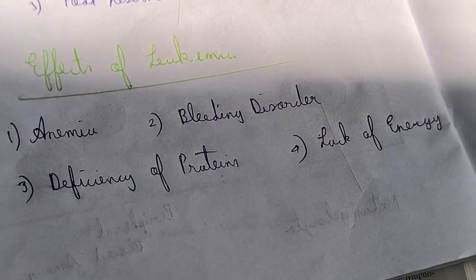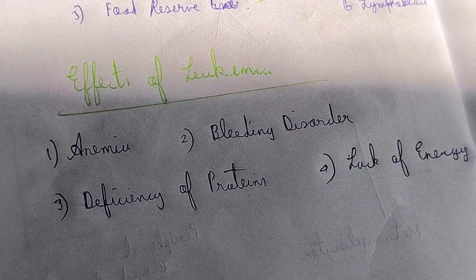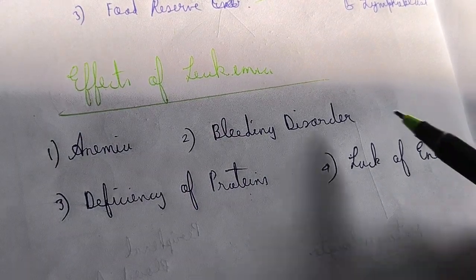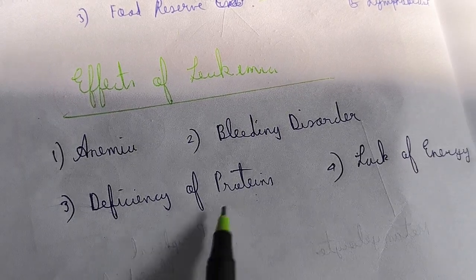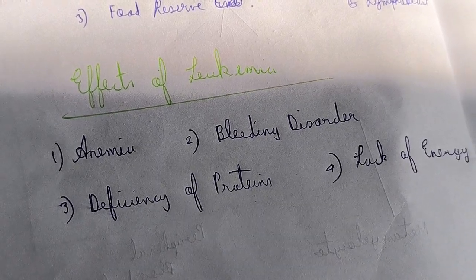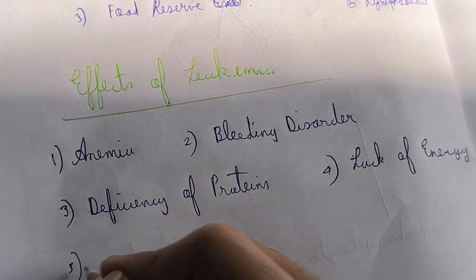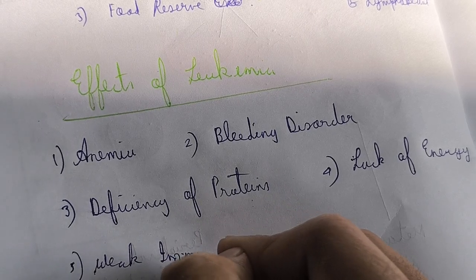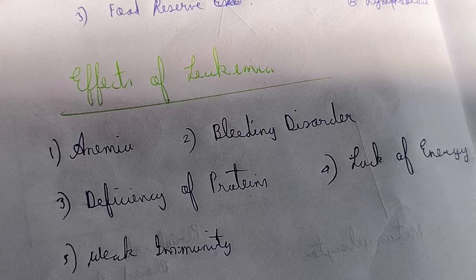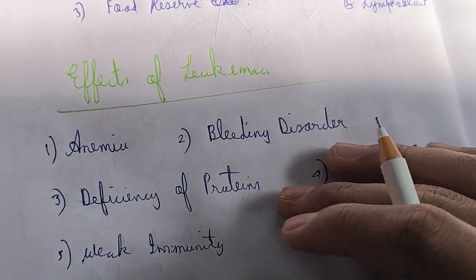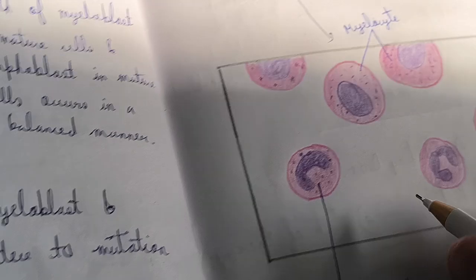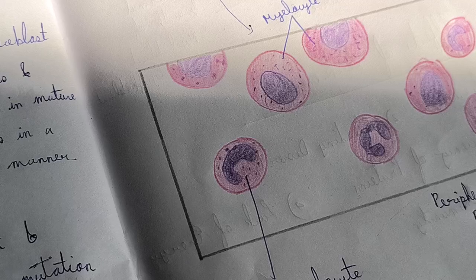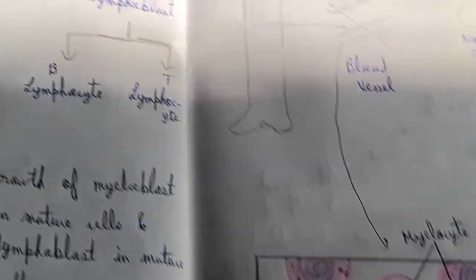So friends, these are the effects of leukemia: anemia due to deficiency of RBCs, a bleeding disorder due to deficiency of platelets, deficiency of proteins, and lack of energy. And the fifth one is weak immunity. Why weak immunity? Because in the blood, immature WBCs, basically myelocytes and metamyelocytes, are present. So that's all about leukemia.